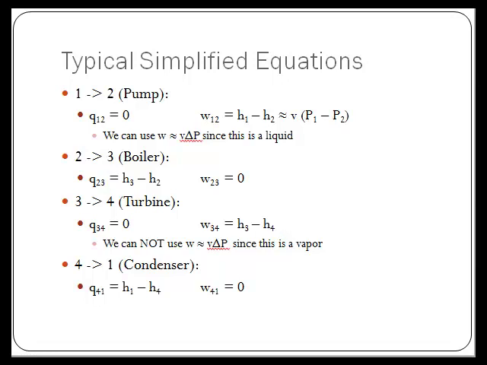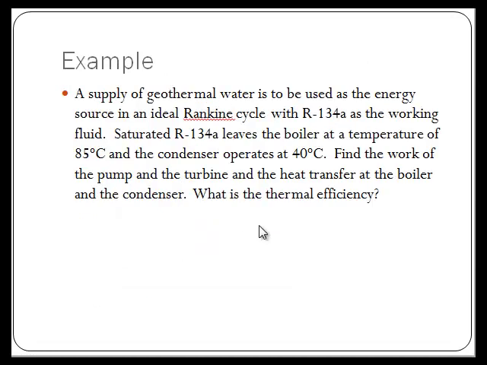Best way to understand this is to look at an example. So here's a very simple one. I'm going to use warm water from the ground, so a nice renewable resource, as the energy source for a Rankine cycle using refrigerant 134A. It's going to be saturated, leaving the boiler, so saturated vapor. The temperature will be 85 degrees at the exit of the boiler, and the condenser operates at 40 degrees. And based on just that, let's find the specific work of the pump and the turbine, and the heat transfer in the boiler, and the thermal efficiency.